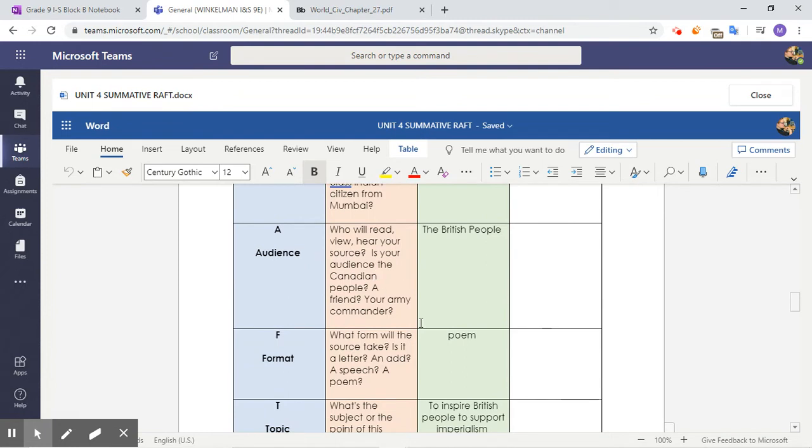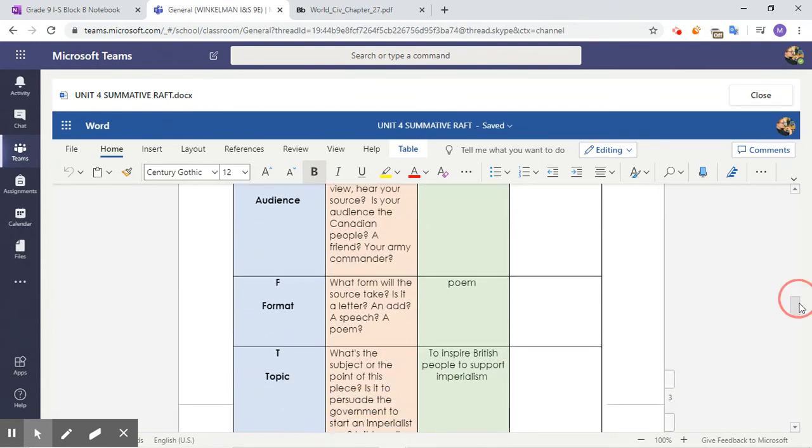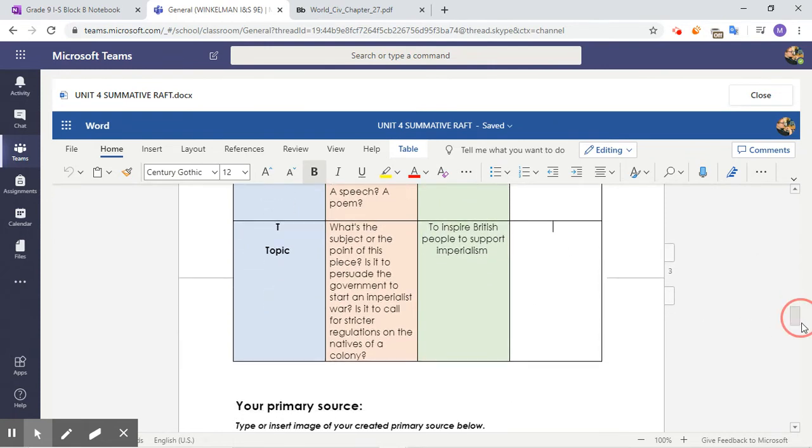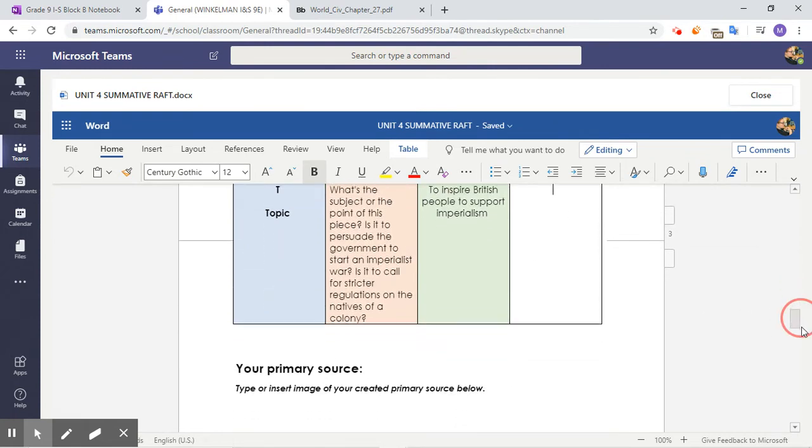Audience: who is the source for? Write it here. You can read all this yourself. Format: poem. I'm talking about a real source here, but of course you're going to make up your own. I'm going to pretend I'm this guy who's making a poem for the British public. Why am I making it? Because I want to inspire British people to support imperialism. So you have to figure out what is the topic, what's the subject.